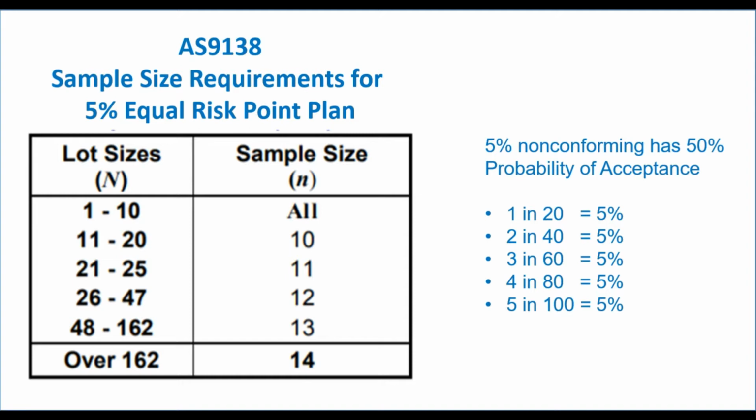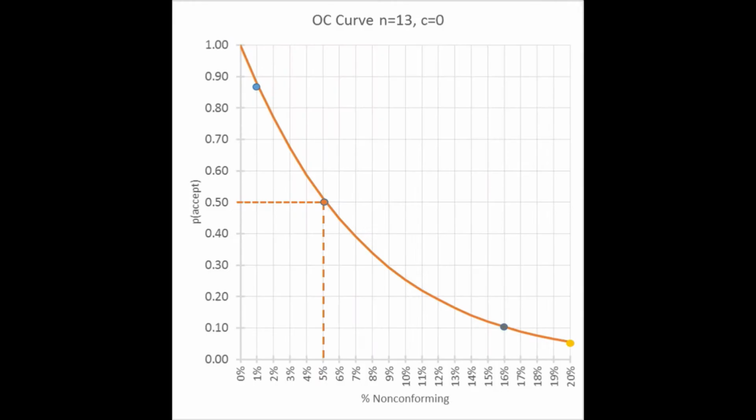2 in 40, 3 in 60, 4 in 80, 5 in 100, and so on. We can only calculate discrete points. This is not a continuum like the binomial. You cannot have 2.5 nonconforming units. So the way this works is because this is a 5% equal risk point plan, you have 5% nonconforming shown on the x-axis, hits the operating characteristic curve, and you can see there is a 50% probability of acceptance.